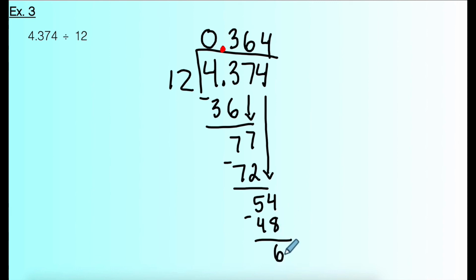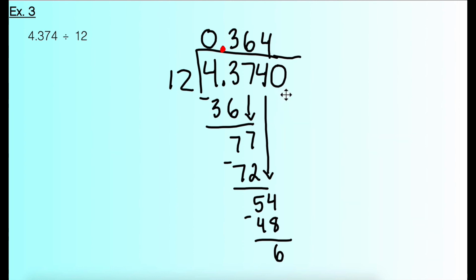Now, we're at a point where we've run out of numbers to bring down, but we've got something left over. Your answer is not 364 thousandths remainder 6. There's no remainders. So what we can do is add a placeholder 0. When I add a 0 to the end of this decimal, does it change the number? No, this is still 4 and 374 thousandths. In fact, I could add 100 zeros after this, and it wouldn't change the number at all. The value of the number is still 4 and 374 thousandths. So adding a 0 does nothing.